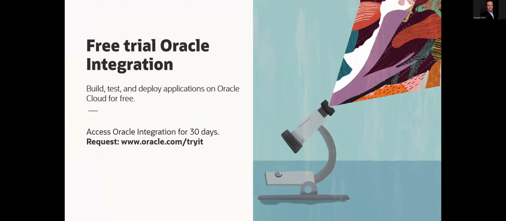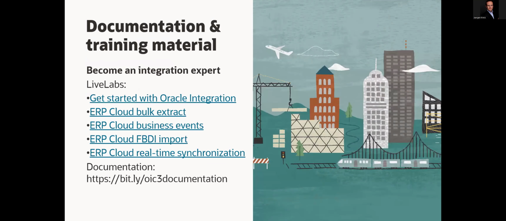So some quick updates. Oracle Integration is part of the Oracle Cloud Infrastructure free trial program. You can build, test, and deploy Oracle Integration and connect your applications. The trial is valid for 30 days. You can go to oracle.com/tryit. If you use a free trial and want to build a proof of concept or demo, please make use of the Live Labs. The Live Labs are part of the documentation, and they are on-demand trainings which help you to build your first connections.